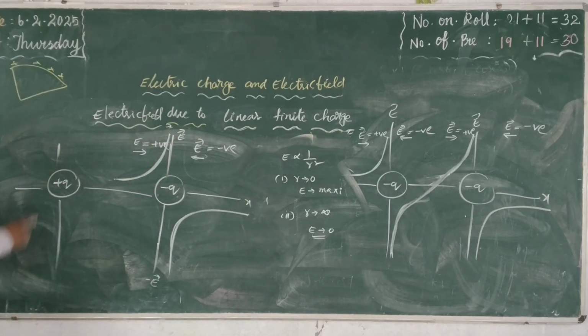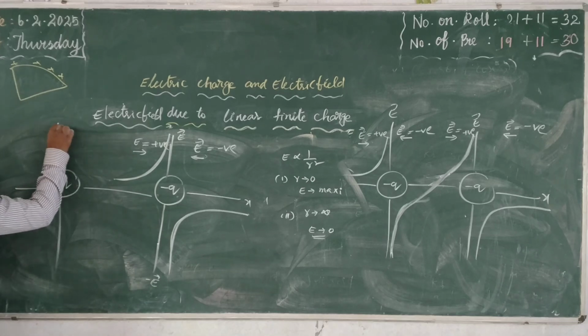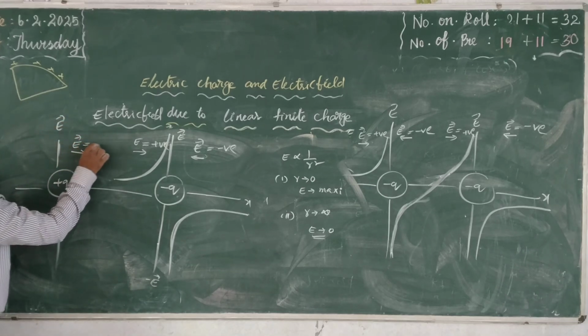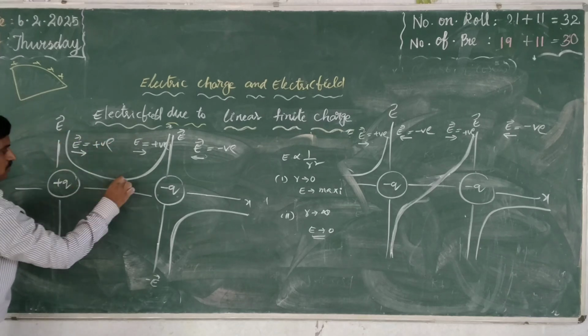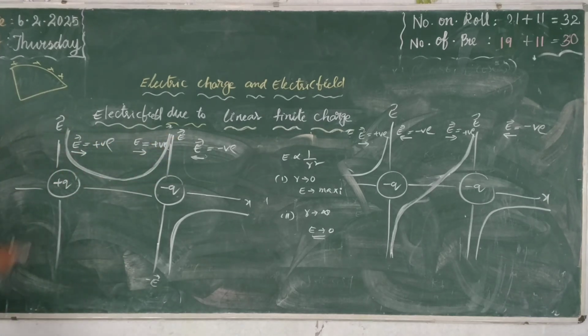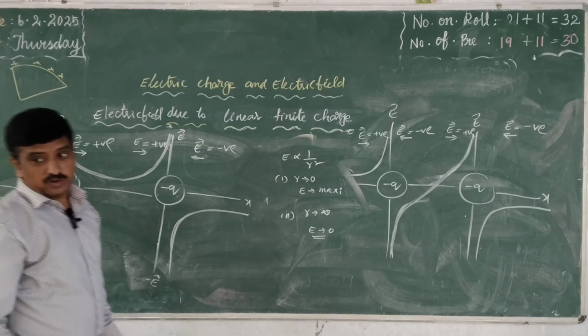Now for plus q, electric field on the y axis, here it is away from the charge, and away means positive. So this is the graph for minus q, plus q. Now for plus q, the electric field is away means positive, sorry, negative. Here this is negative, downwards is negative. This is the graph between E versus X for plus q, minus q.